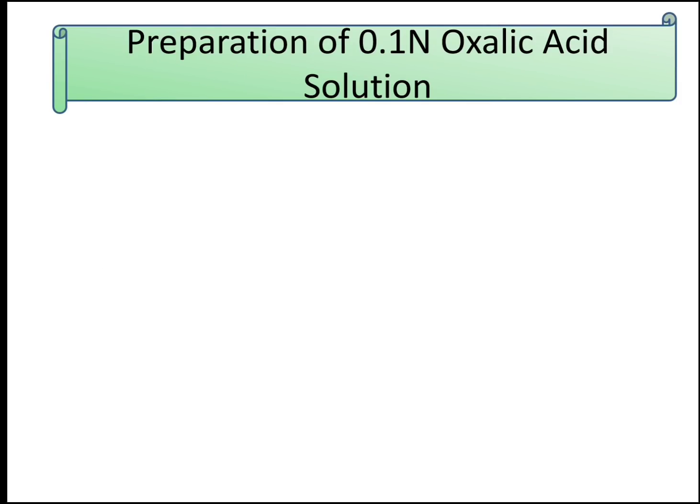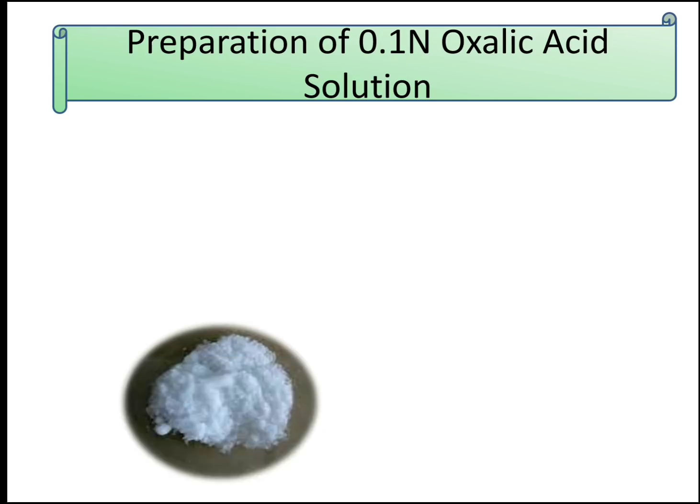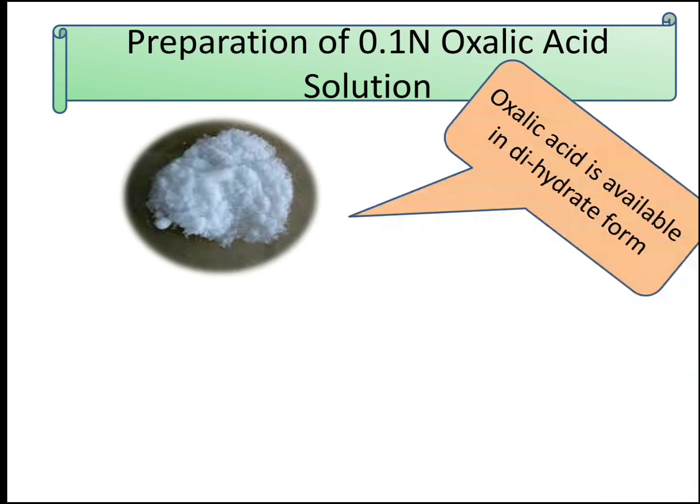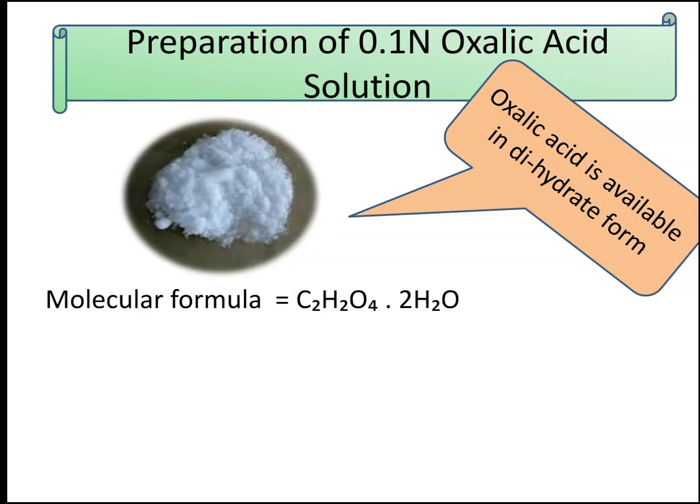Now preparation of 0.1 normal oxalic acid solution. Oxalic acid is available in dihydrate form. What is dihydrate? Look at the molecular formula. It is C2H2O4.2H2O. Here .2H2O means 2 moles of water are present in its molecular formula, which represents its dihydrate form.